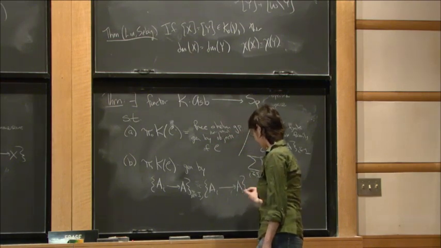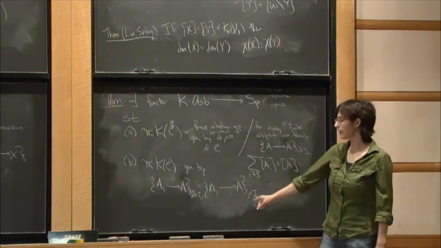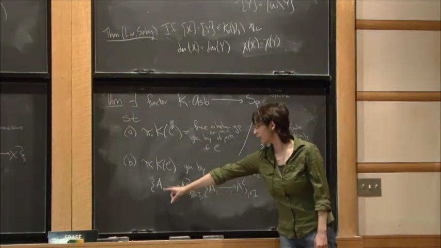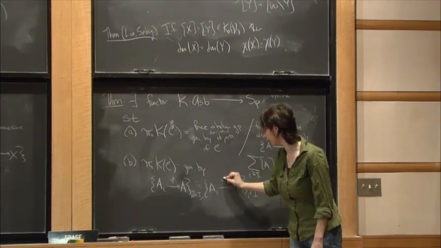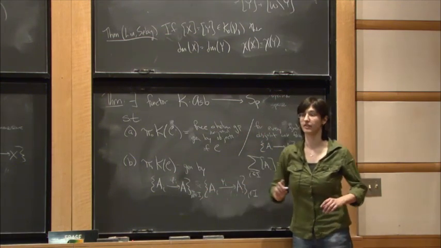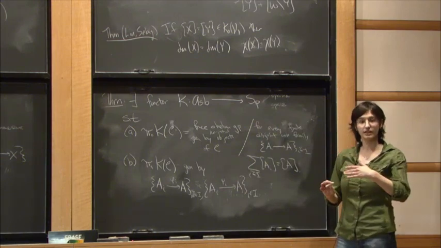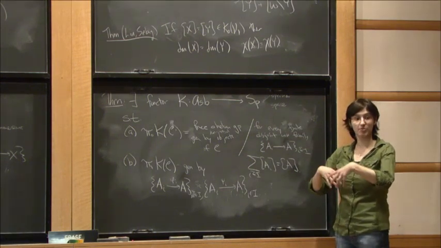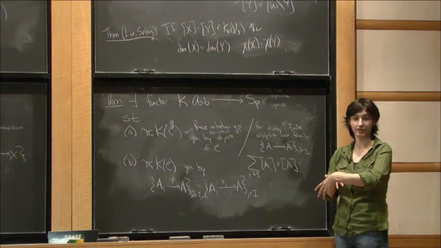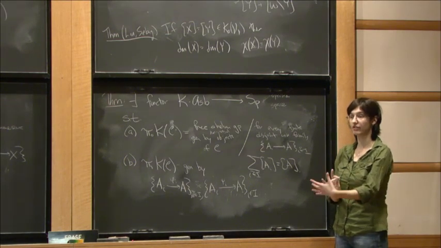So the A's have to be the same, and the A_i's have to be the same, but these morphisms, here we have phi_i's and here we have psi_i's, they can be different. So what this is: you have an object A, you cut it up into some finite number of pieces, and you glue them back together to make A again.